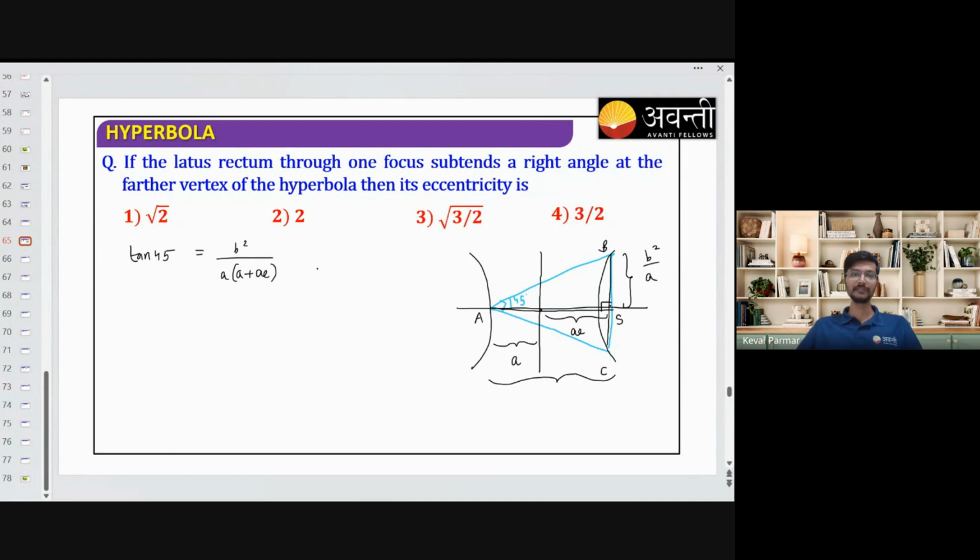Opposite upon adjacent. So b square I can write as a square into e square minus 1, upon, in the denominator I can take a common, 1 plus e. This will get cancelled. Tan 45 is 1. So I get (e minus 1)(e plus 1) upon (e plus 1). This will get cancelled and I'll get the value of e as 2, which is option B. Correct, guys? Let's move to the next.